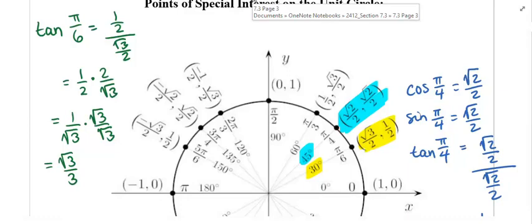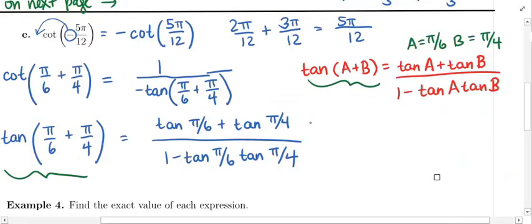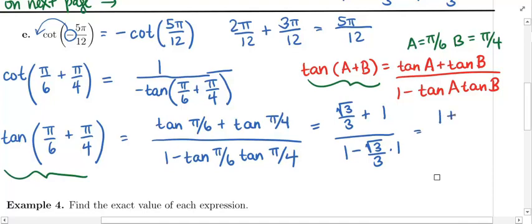We're going to get that tangent of pi over 6 is the square root of 3 over 3, plus the tangent of pi over 4, that is 1. And then in the bottom, it's going to be 1 minus tangent of pi over 6, the square root of 3 over 3, times the tangent of pi over 4, that's 1. So we're getting something very similar to what we did last time. This is going to be 1 plus, you can add in either order, so I'm just switching in the numerator, 1 plus the square root of 3 over 3. The bottom is going to be 1 minus the square root of 3 over 3.